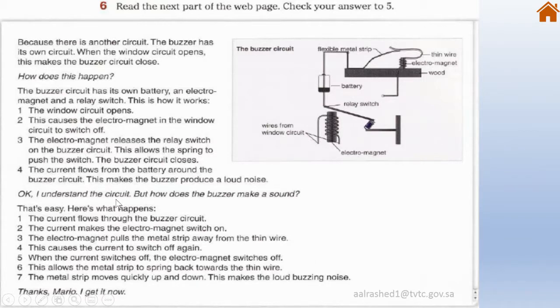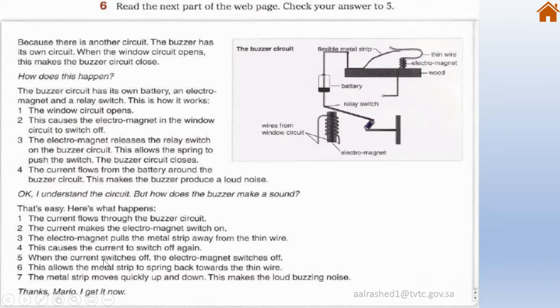Okay, I understand the circuit, but how does the buzzer make a sound? That's easy. Here's what happens. The current flows through the buzzer circuit. The current makes the electrical magnet switch on. 3. The electrical magnet pulls a metal strip away from the thin wire. This causes the current to switch off again.